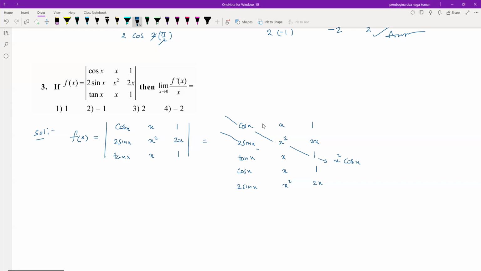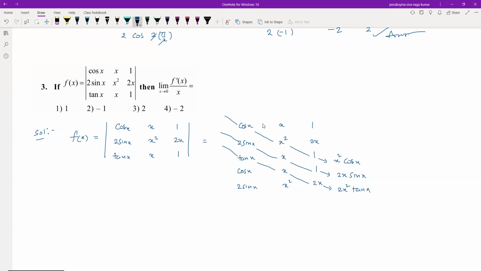And again draw one more arrow. Multiply these numbers. 1 into x, x into 2 sin x, 2x sin x. And again do multiplication with the third arrow. 2x into x, 2x square into tan x. So 2x square tan x.